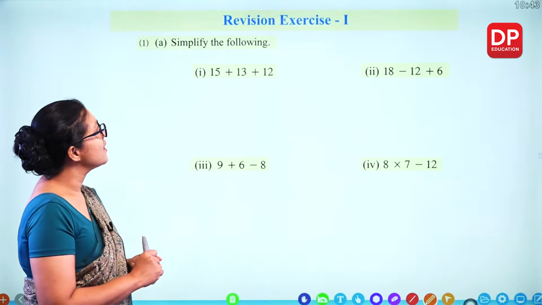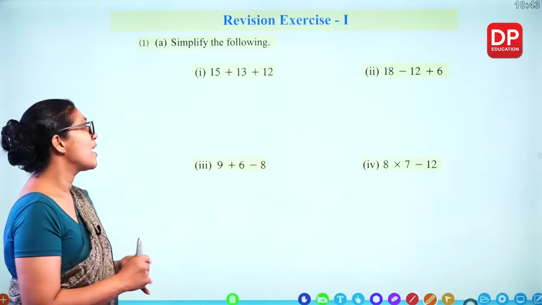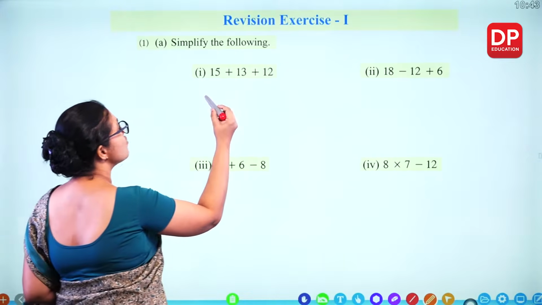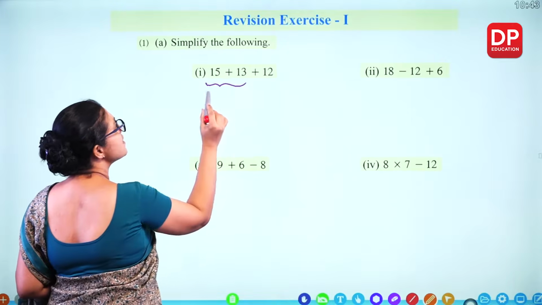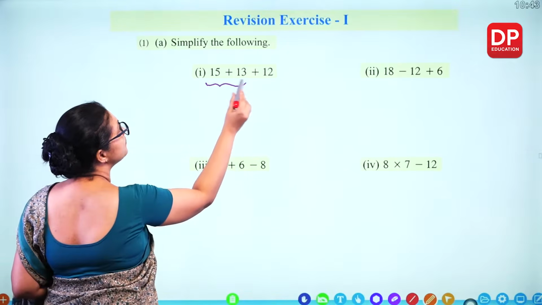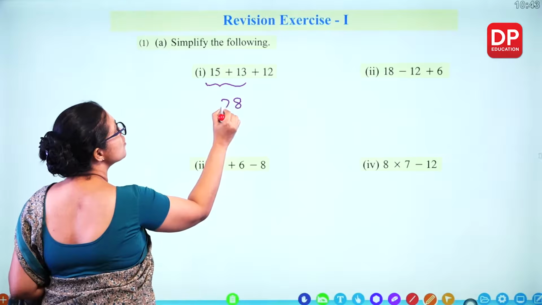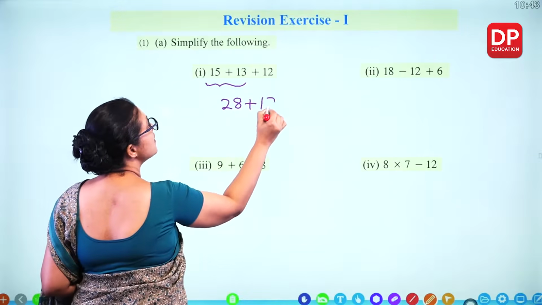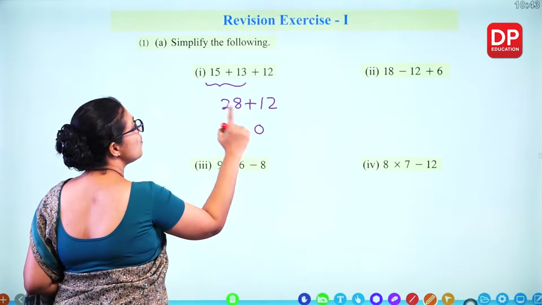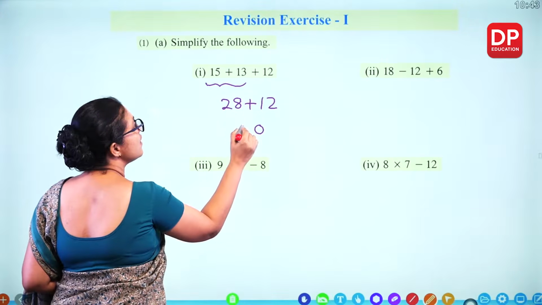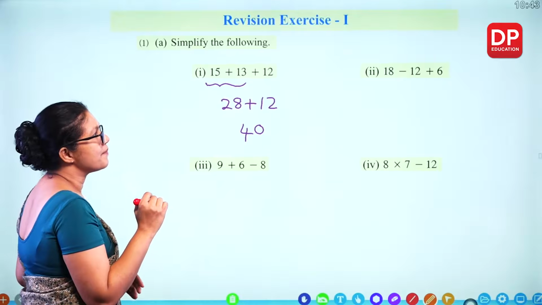Simplify the following. So just addition. So what you can do, addition, the order is not important. So you can add these two first and then the other number. 8, 2 plus 12. You can add it together. 8 plus 2, 10. 1 remaining. 3, 4. So 40 is the answer.